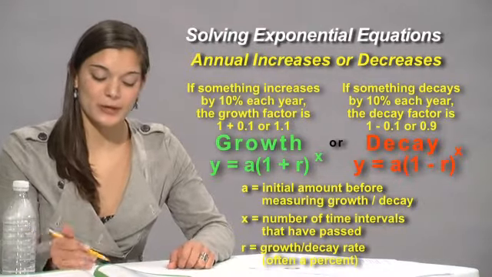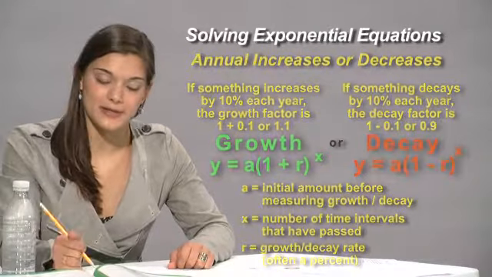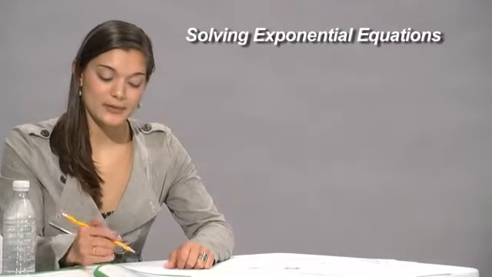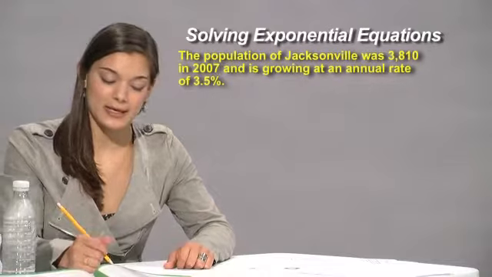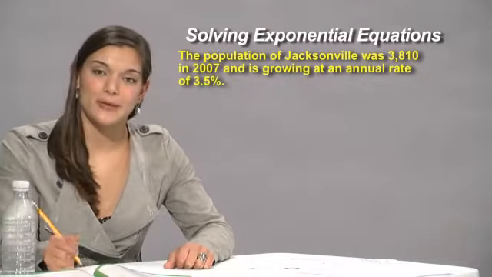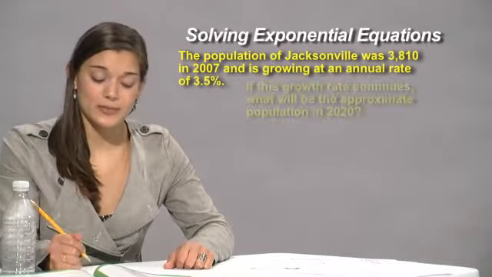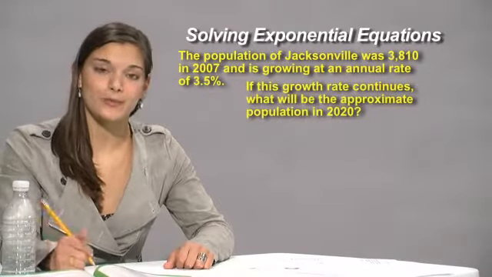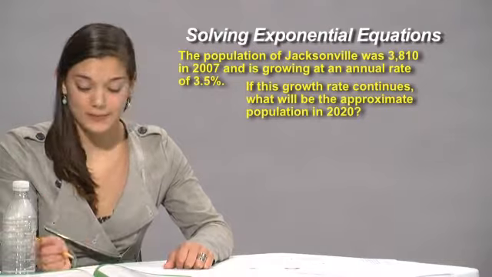Let's look at a real-world situation to get an idea of how to solve this. The population of Jacksonville was 3,810 in 2007 and is growing at an annual rate of 3.5%. If this growth rate continues, what will be the population of Jacksonville in 2020?